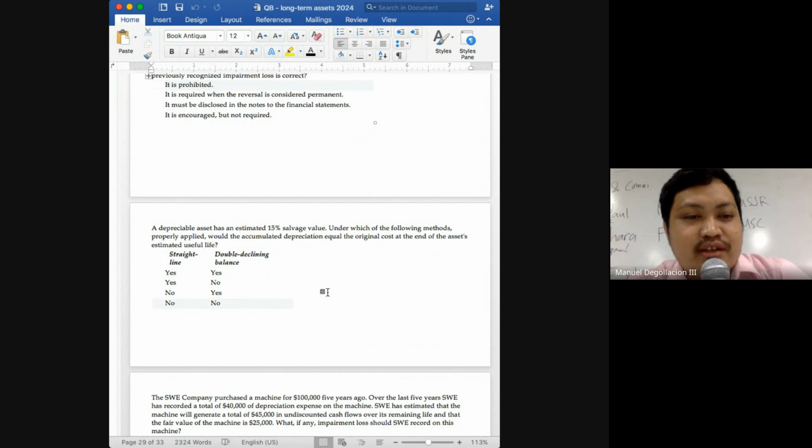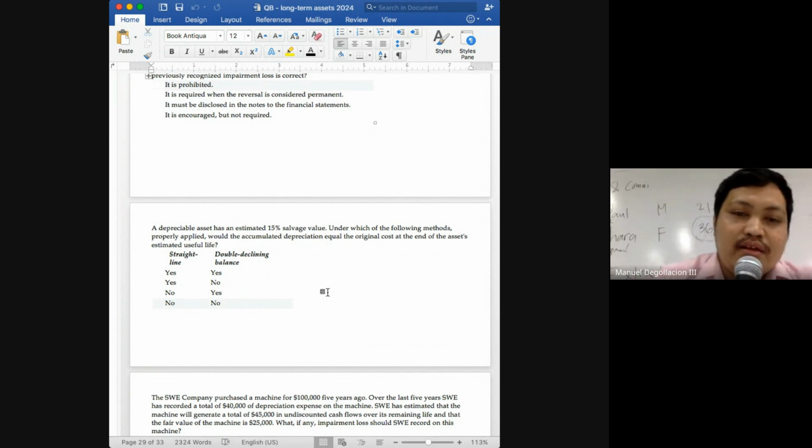When will it happen, class, that your accumulated depreciation can equal the cost of the asset? Only if you do not have any salvage value. So if you have a salvage value, your accumulated depreciation should never equal the original cost of the asset. So the answer here would be no and no.